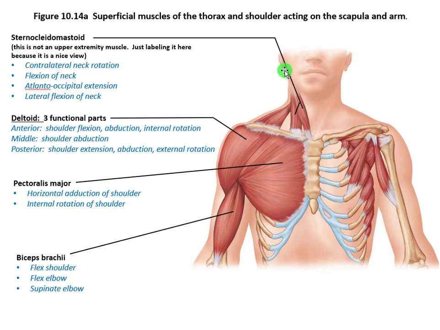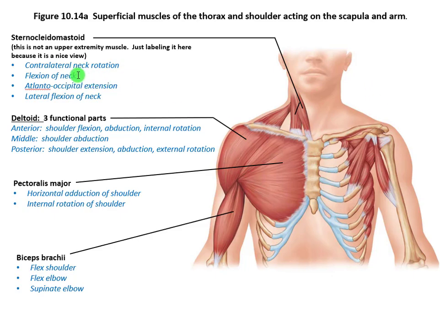Well, it either brings mastoid, point A, towards the clavicle and sternum, point B, or it brings the clavicle and sternum up towards point A, which is the mastoid process. If we were to name those movements, what we're going to see is contralateral neck rotation. Contralateral simply means opposite side. So the right sternocleidomastoid rotates you to the left. The right muscle rotates your head to the left. You would look over your left shoulder, so to speak.